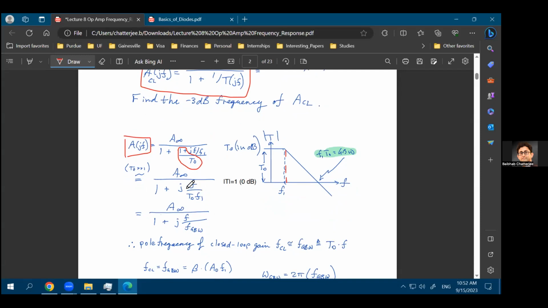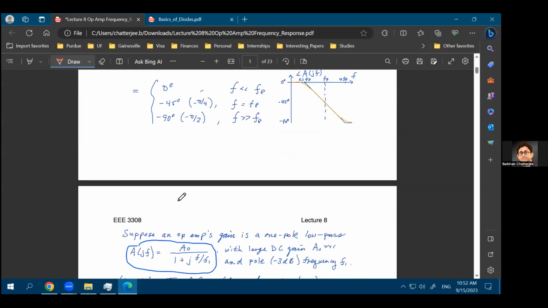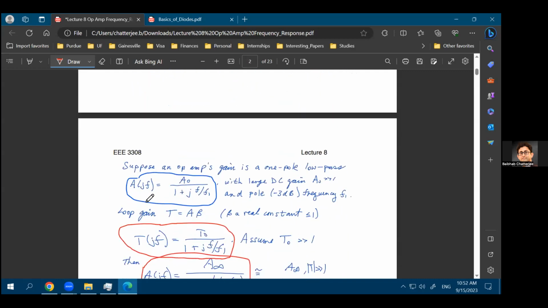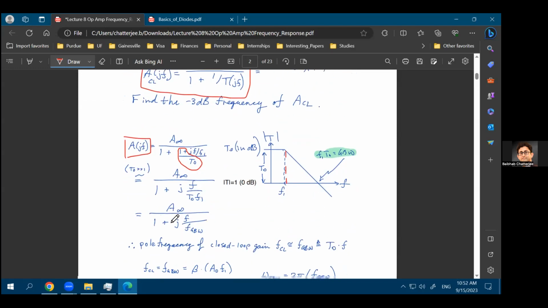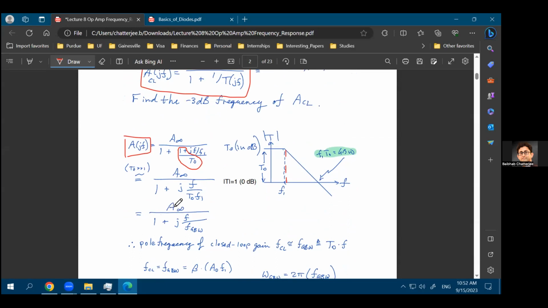So this also looks very similar to the forms that we have written before. So for example, the open loop gain of the op-amp is A naught divided by 1 plus j times f over f1, where f1 is the open loop bandwidth. And this was your zero frequency gain. If you look into the closed loop equation now, the closed loop equation also looks very similar. That you have A infinity on the numerator. In the denominator, you have 1 plus j times f over T naught times f1. So what's the only difference? That your closed loop bandwidth has become T naught times f1.